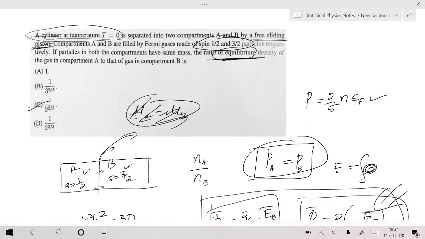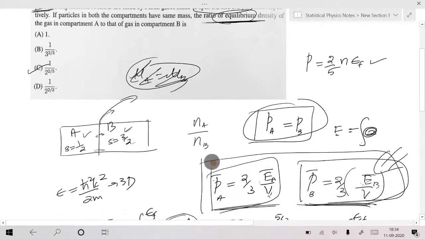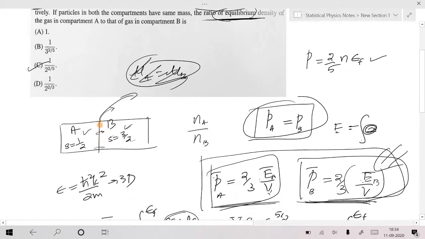Sir, since the spins are different, so we can separate them, right? So definitely, this is the situation that they have given. You have spin half particles here, you have spin 3 by 2 particles here, and a freely moving piston. It is not removed.